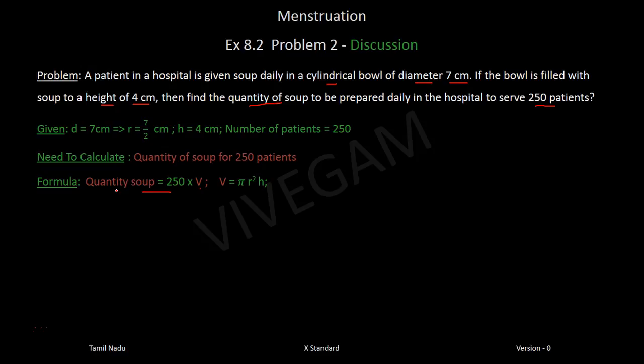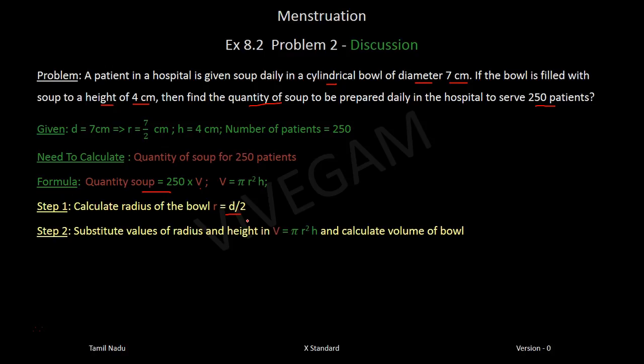You got it? Okay, let me summarize it. Calculate the radius of the bowl using r equal to d by 2, because the diameter is given in centimeter and all our formulas are in terms of radius, so we'll have to convert this. This is a very important step. Don't miss this, otherwise you'll take the whole problem in the wrong direction.